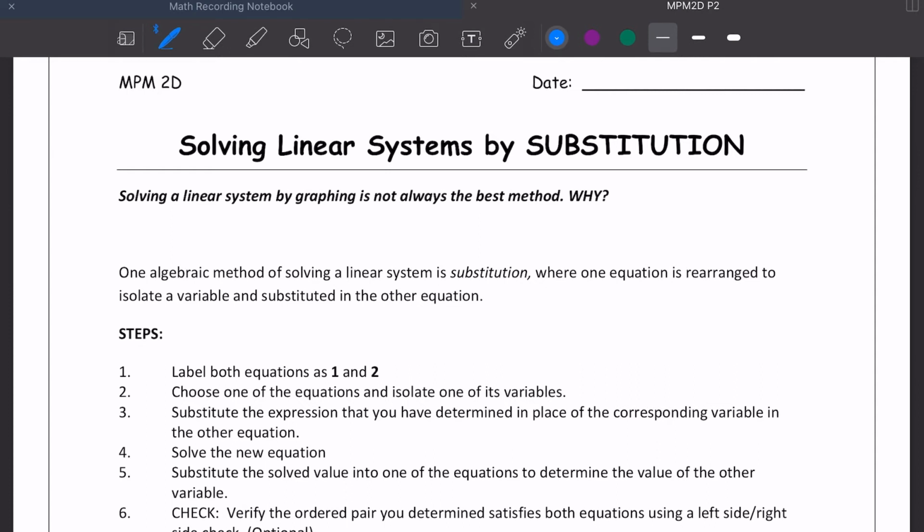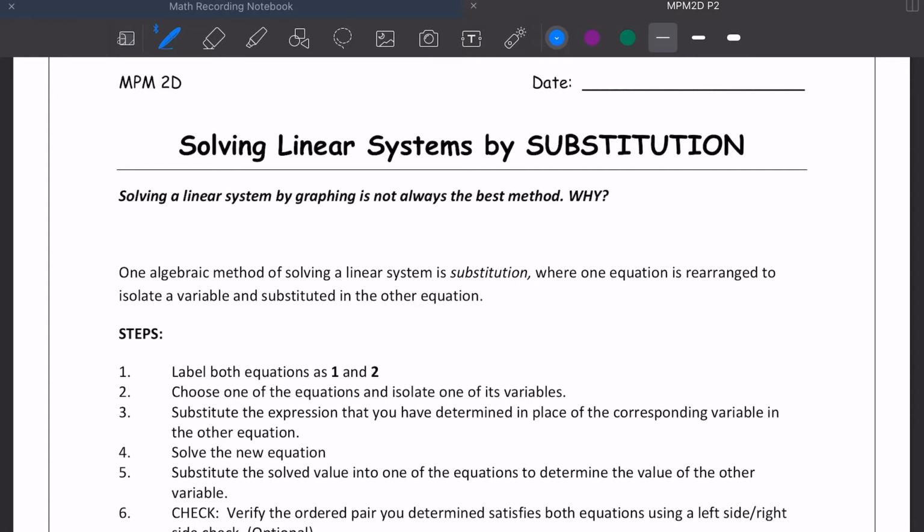Okay, welcome to lesson 2 of unit 1. This time, instead of looking at solving linear systems graphically, we're going to be looking at a version called substitution. This is one of the two algebraic methods that you can use to solve linear systems.